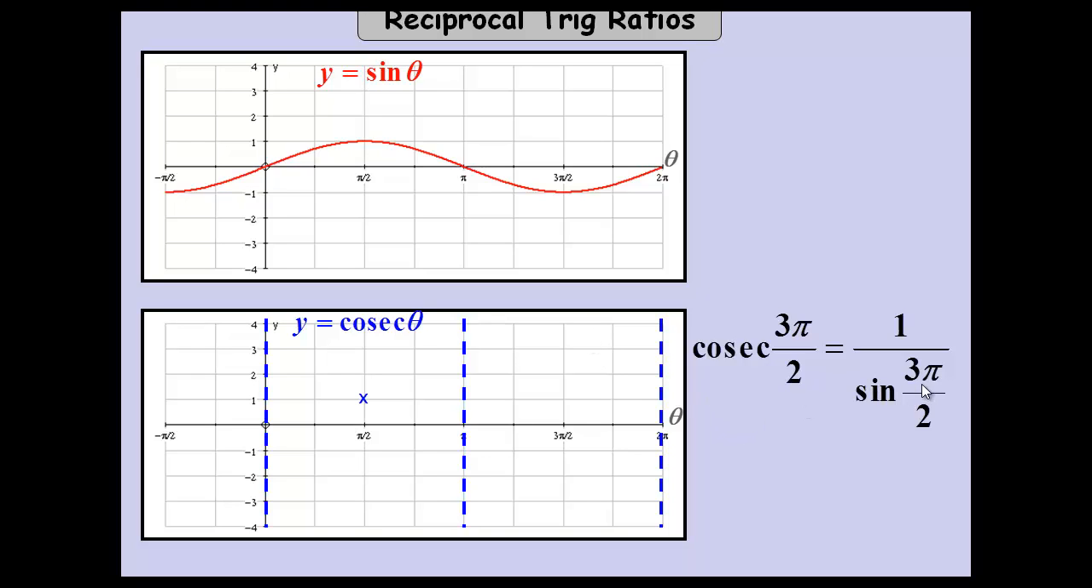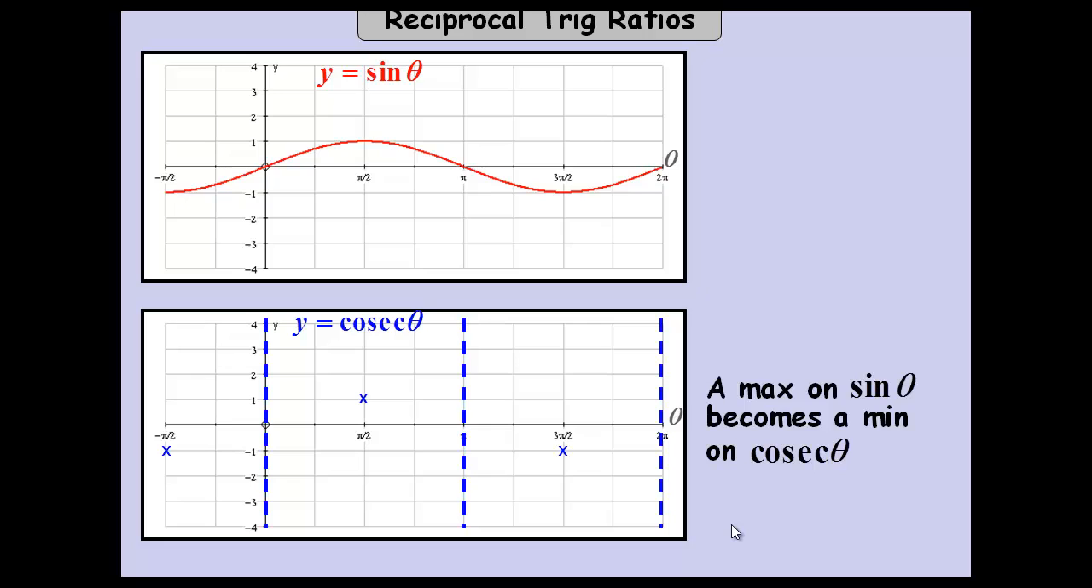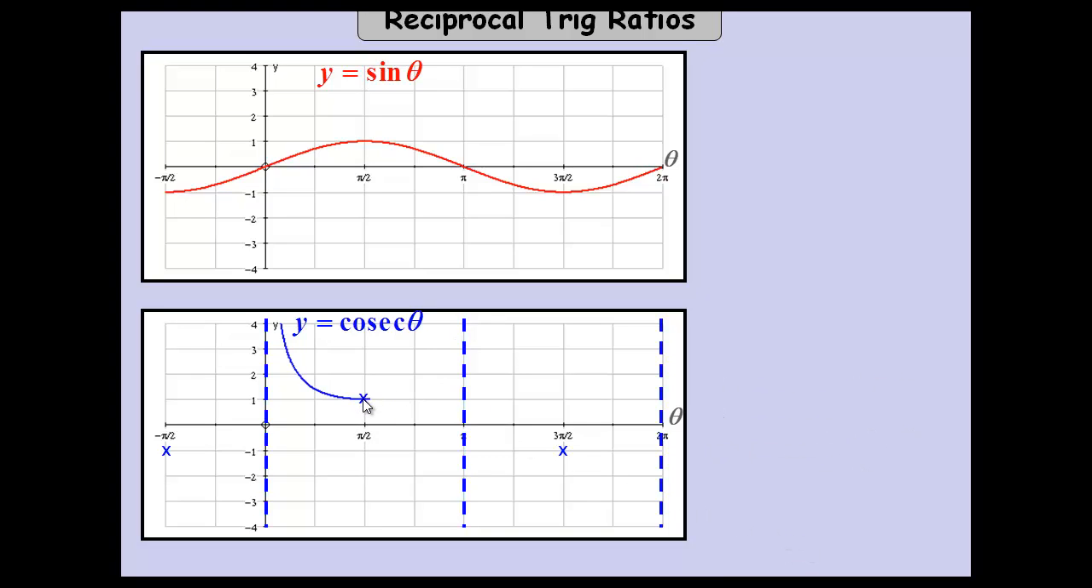If we choose sine 3 pi over 2, we can see there it's minus 1, 1 over minus 1 for sine gives us minus 1 for cosec. So these points are shared by both graphs. You'll notice that the maximum for the sine graph becomes a minimum for the cosec graph. So we can already approximate the curve like so.